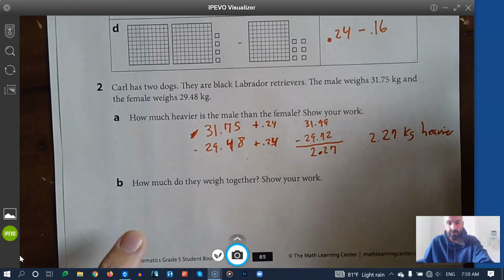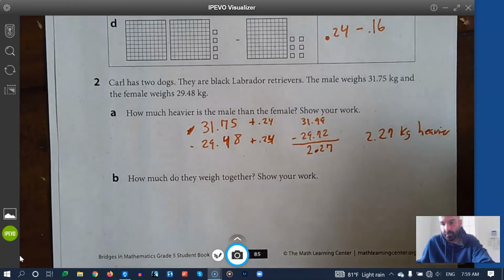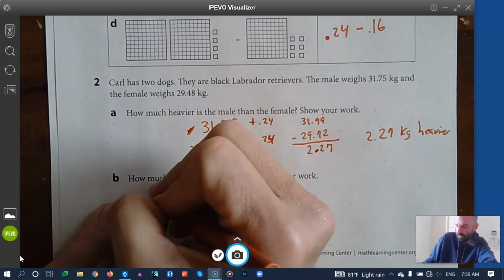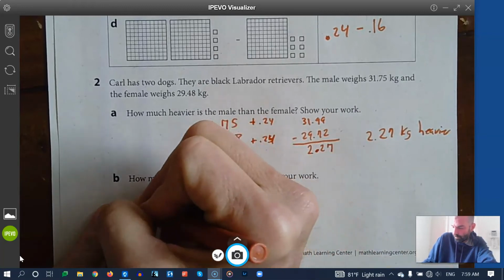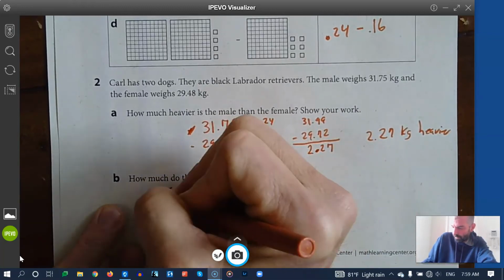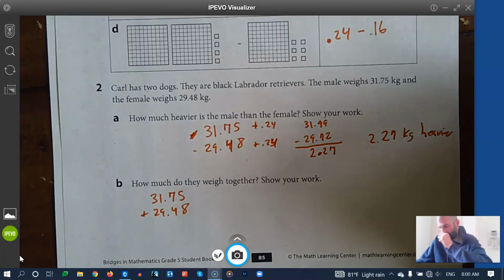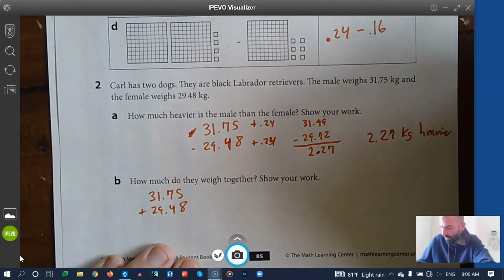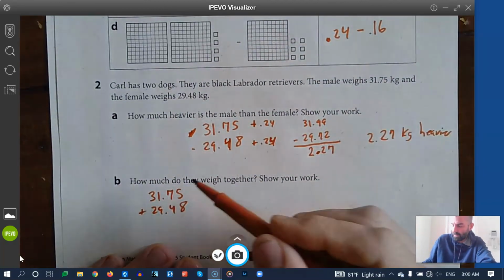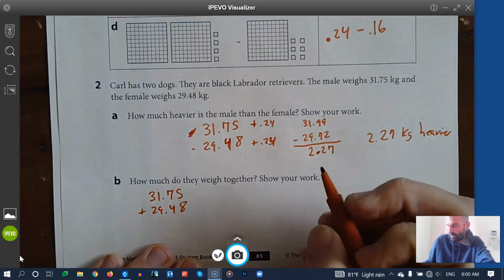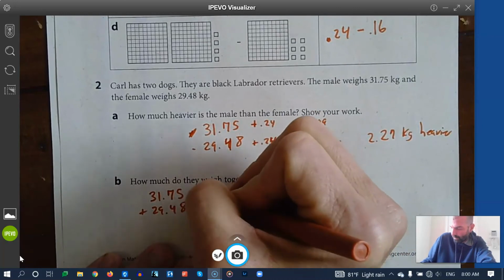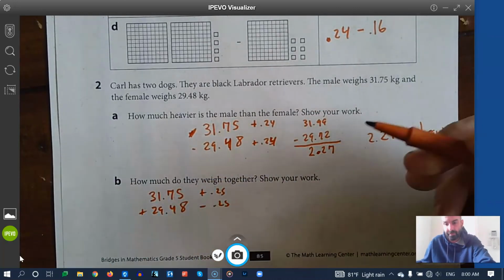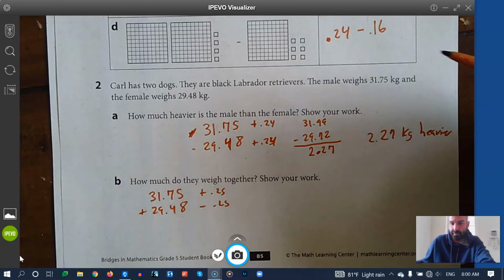Alrighty. How much do they weigh all together? Oh, all together, putting both of them together, that is addition. So now we are 31 and 75 hundredths plus 29 and 48 hundredths. Do I want to make this easier on myself? Do I want to give and take? I could get this up to 32 by adding 25 hundredths here. I'm going to remove 25 hundredths here. Again, addition, we have to give and take. Subtraction, you keep the distance the same.